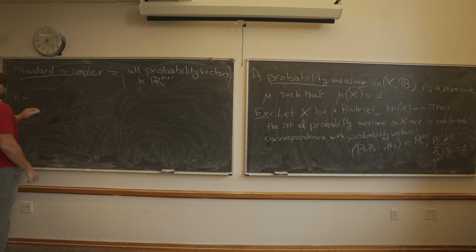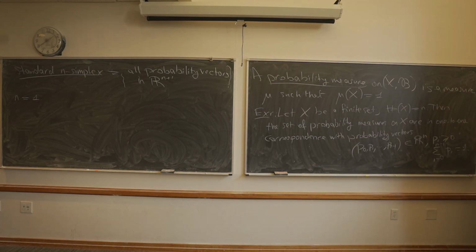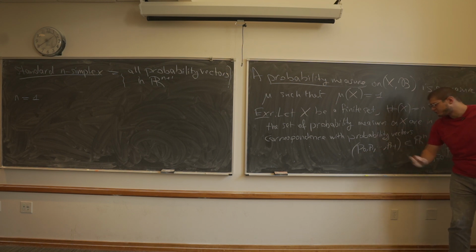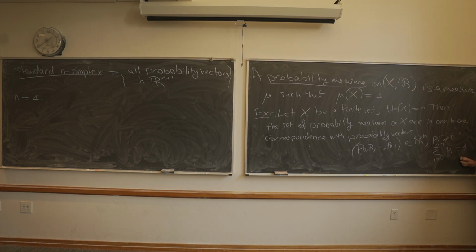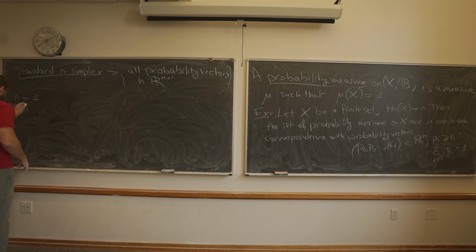So if n equals, let's say, 1, all probability vectors in the plane, in R^2. If this is 2, then this is 1. So I have pairs, p0 and p1. Both of them are non-negative, and they add up to 1. So I want p0, p1 in R^2. Well, how do you draw this? Like this. So it's an interval, really.